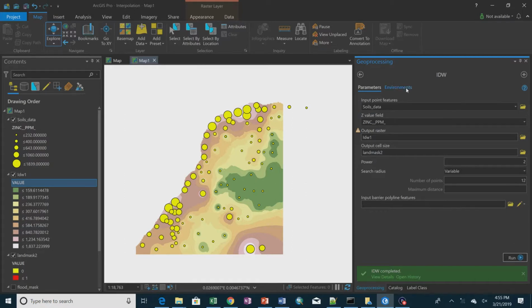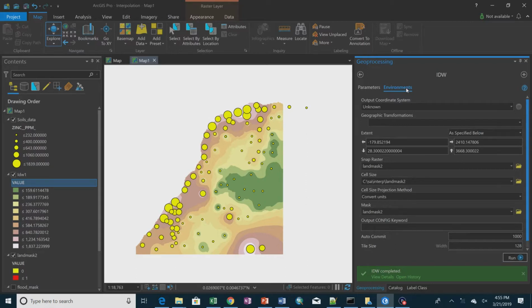So mask takes anything that's no data in your mask and makes it no data in the output. It has the same effect as doing the operation and then multiplying by the mask data set of ones, with ones here and zeros and no data here. We keep trying to colorize the no data so you can see it. I was just trying to show it to you all, but I'm not going to do it. The point is, that's what mask does.